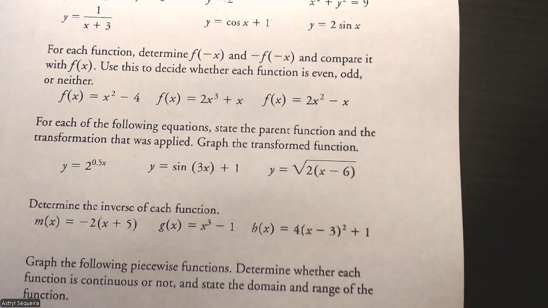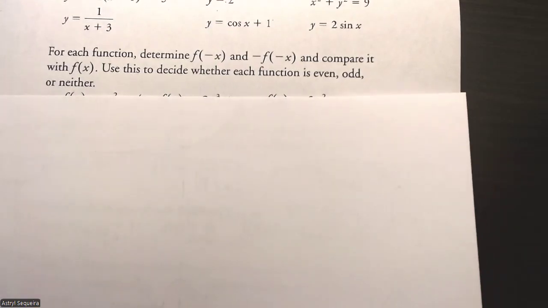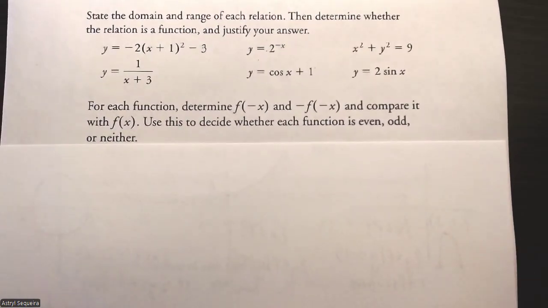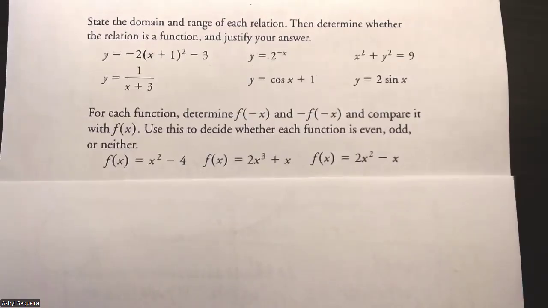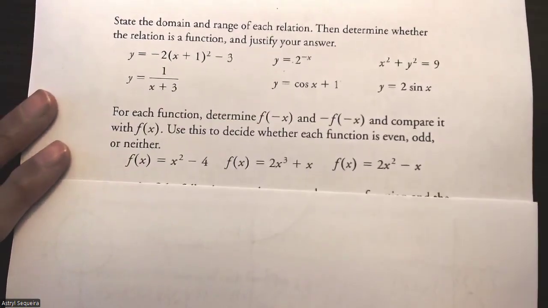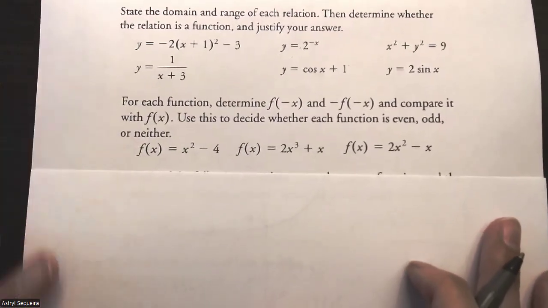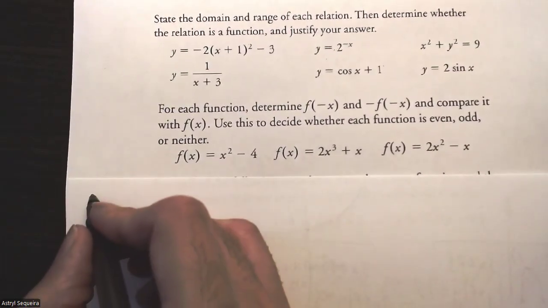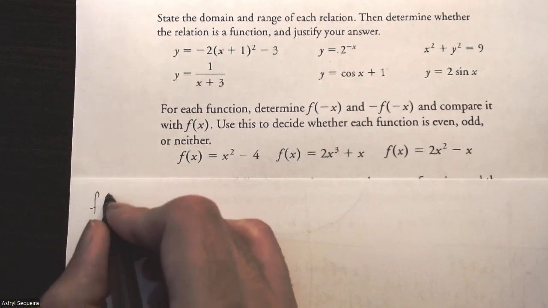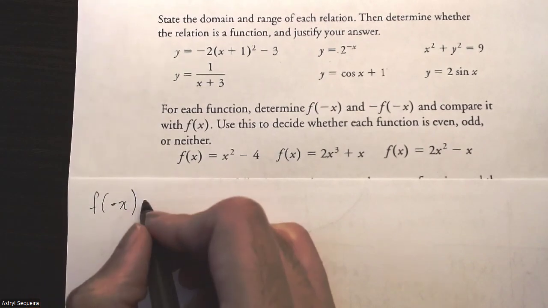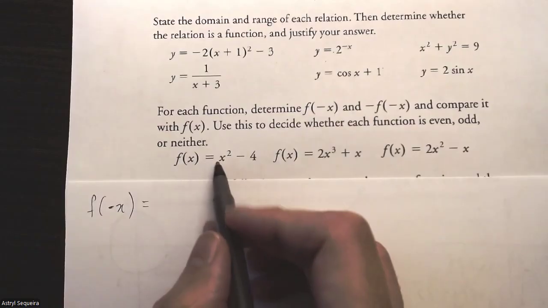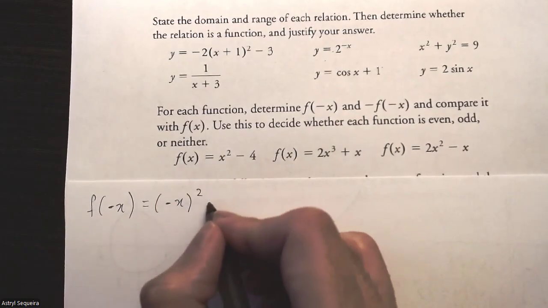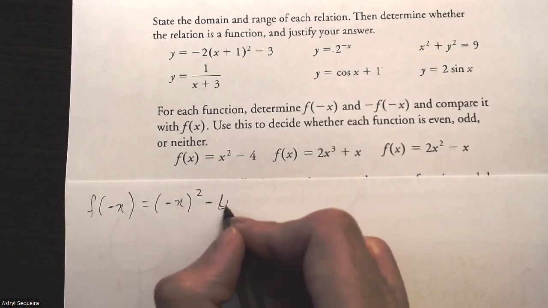That's the first question, domain and range. Let's go to the second question: find f of negative x and negative f of x. Basically, use it to determine whether the functions are even, odd, or neither. So let's start with the first one. We have f of x equals x squared minus 4. We always start by finding f of negative x first. So f of negative x is negative x squared minus 4.